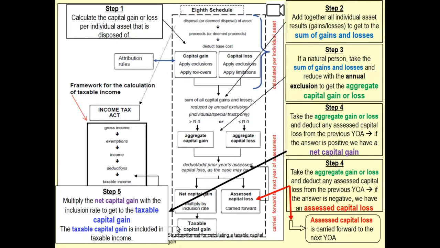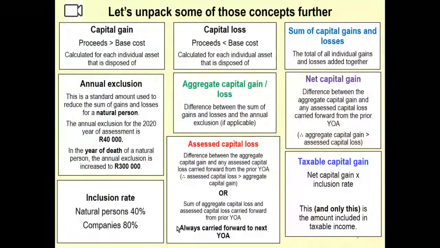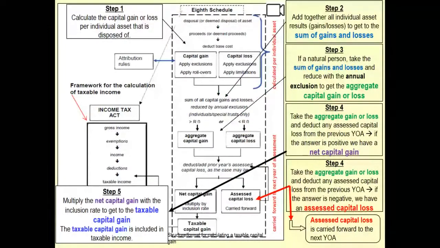And again, remember that it matters where you put this amount into your framework. For a company, it will always be the second last inclusion, and for a natural person, it will always be the third last amount that we deal with when we do our taxable income calculation using our framework. Okay, I'm just quickly going to stop and check in. Any questions on this diagram?